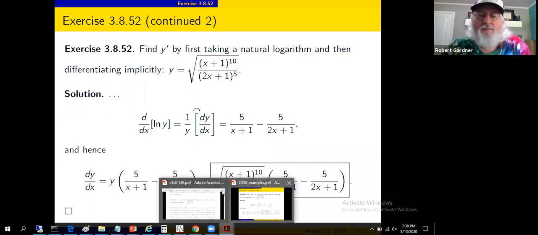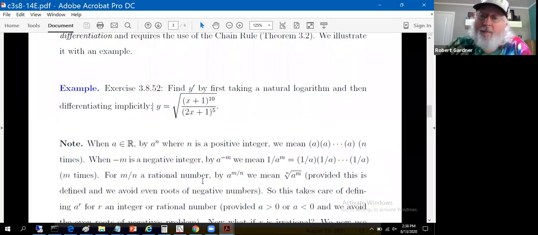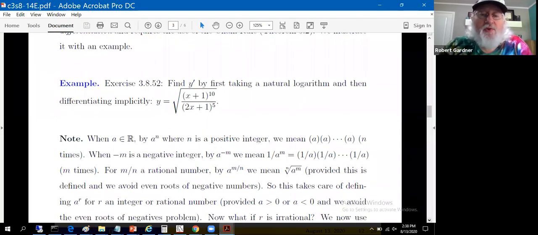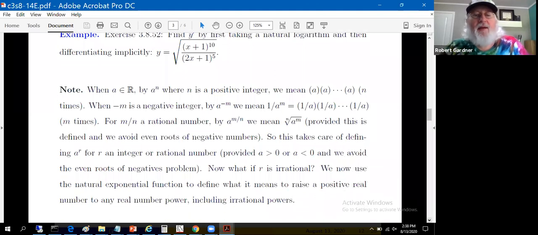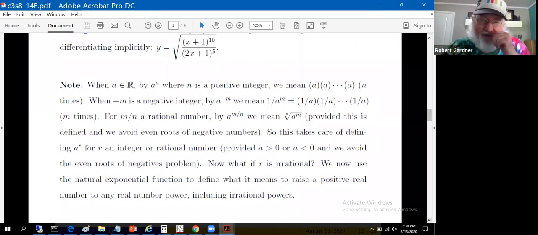Back to the notes. Okay, so shifting gears a little bit, I've been complaining about this irrational exponent stuff for the longest time. We're finally in a position where we can deal with that.